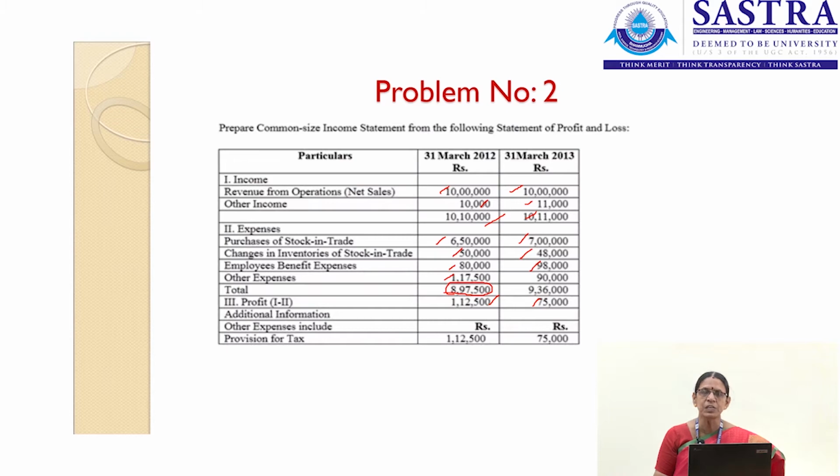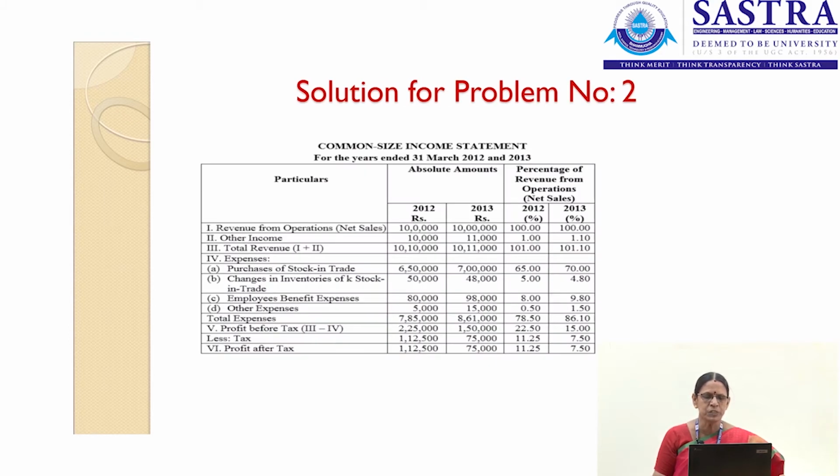We have an additional information wherein other expenses include the provision for tax 1,12,500 and 75,000. As this is an income statement, this provision for tax should not be taken into account and we will deduct it from other expenses. So the remaining amount will be considered as your expenses for the calculation of your common size statement. See, revenue from operations, we have 100%, 100%.